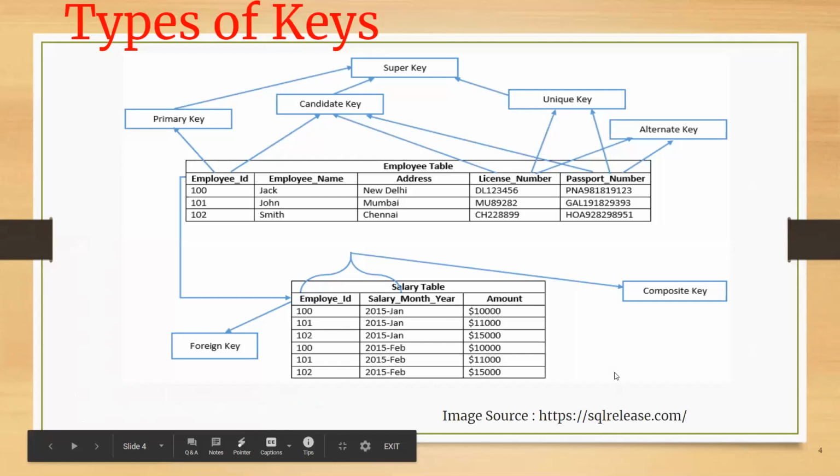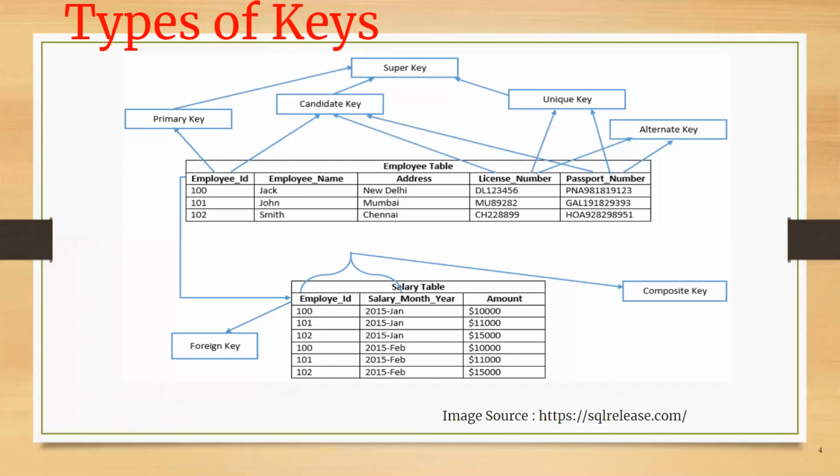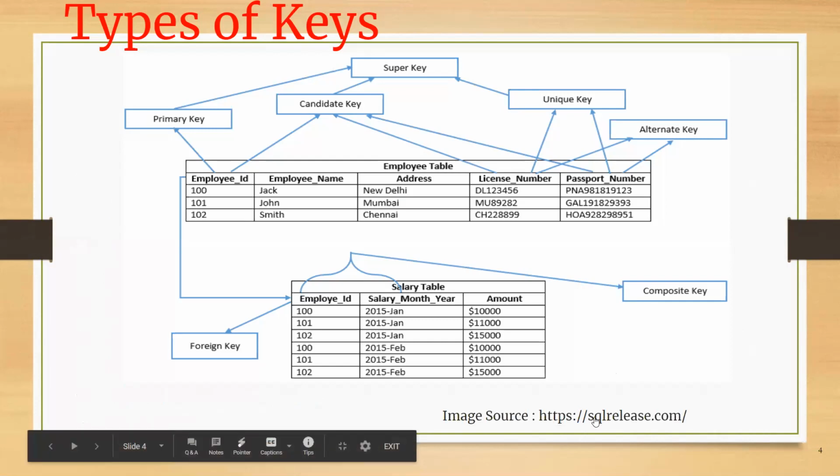Next, we have types of keys. In a relational database, keys are very important because they will help you to identify records and help you to make relations. So the key plays a very important role in relational databases. So what do we mean by key?